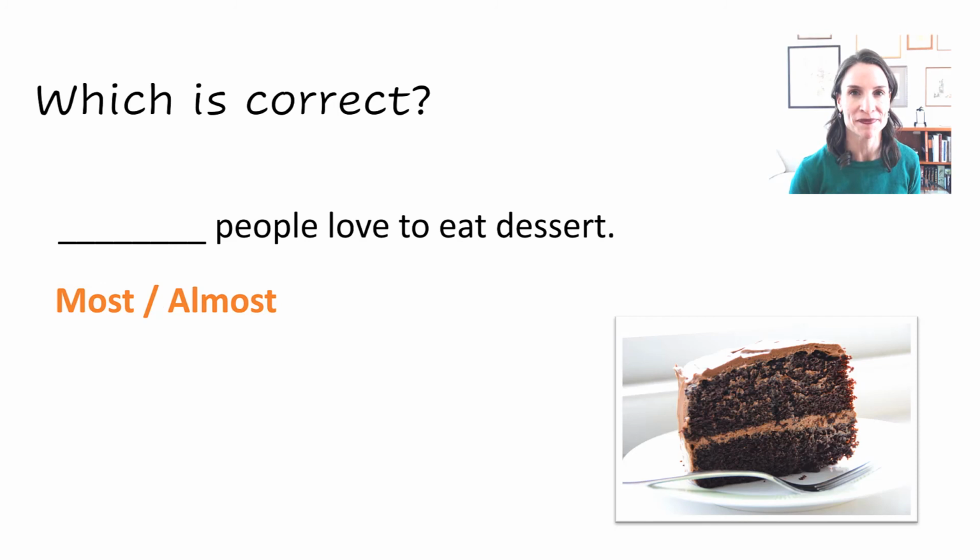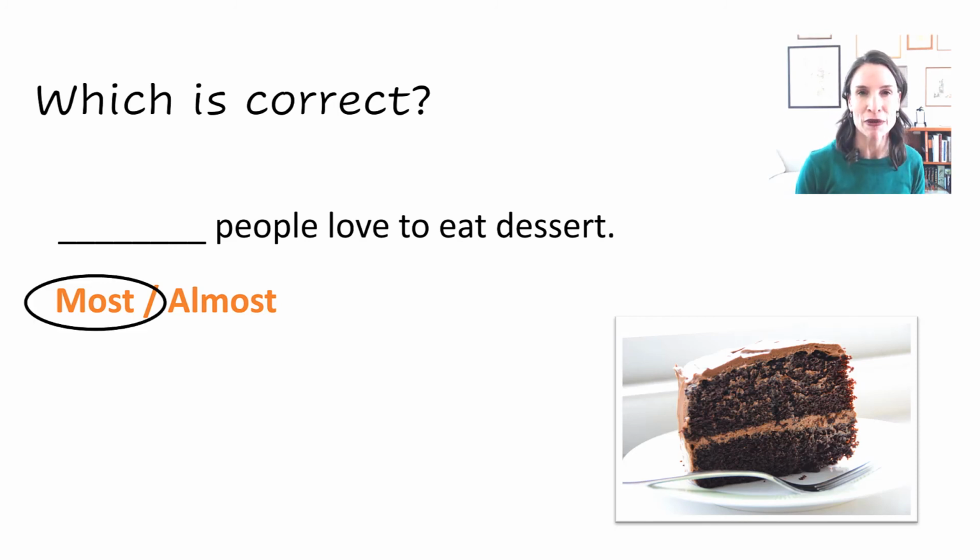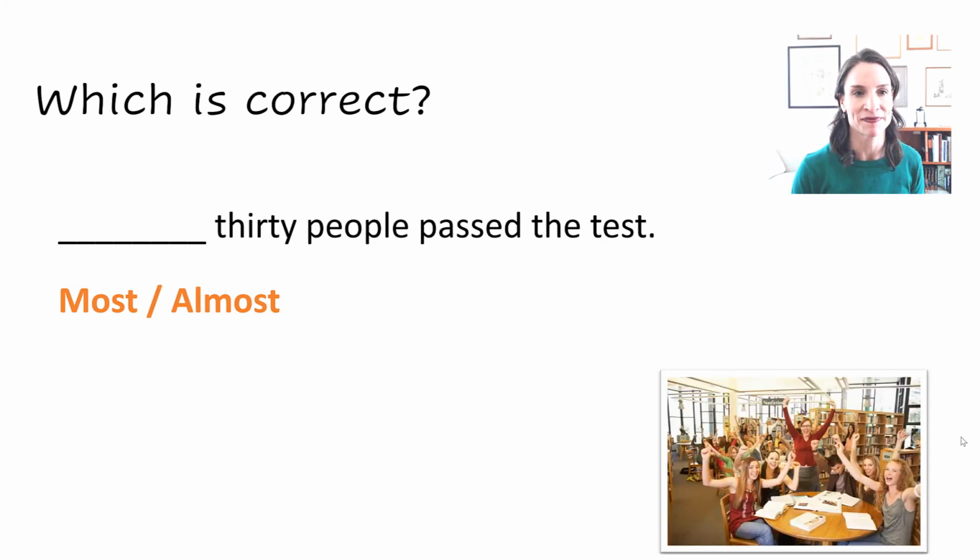How about this one? Most people love to eat dessert. Remember, we don't use almost right in front of a noun like this. Almost 30 people passed the test. We use almost in front of a number. Remember, that's one of the times we can use almost.